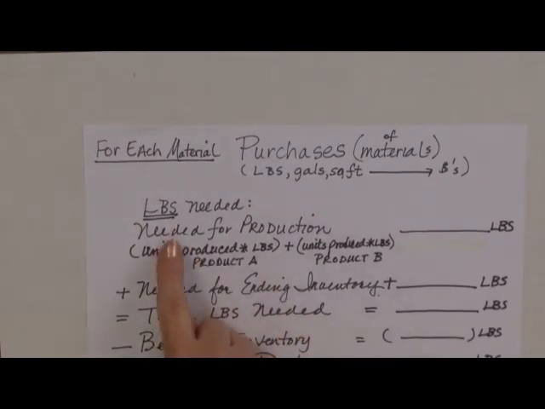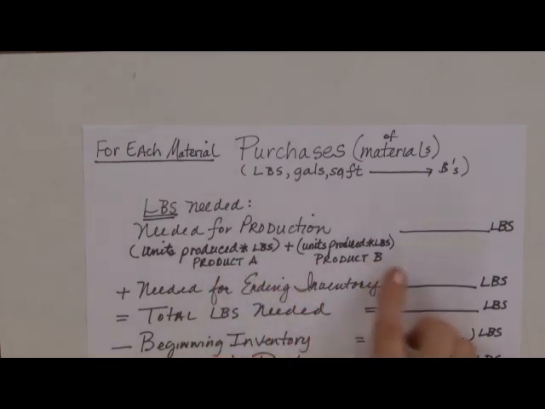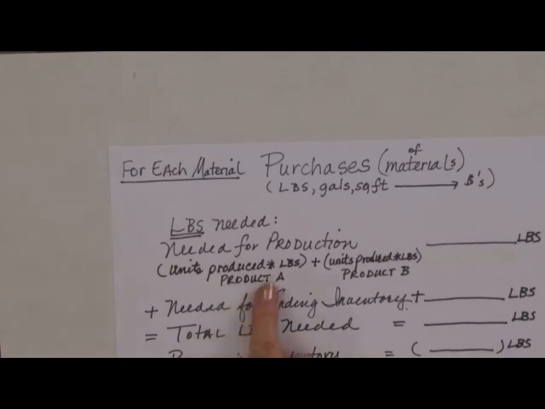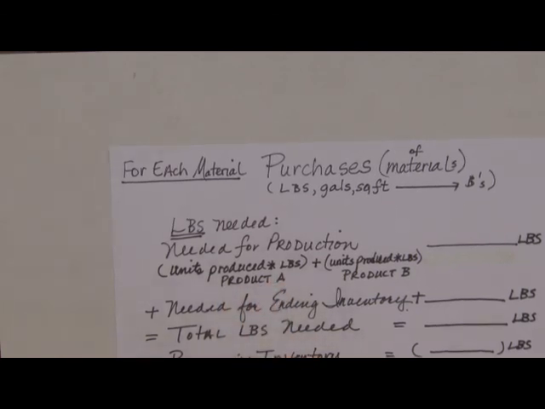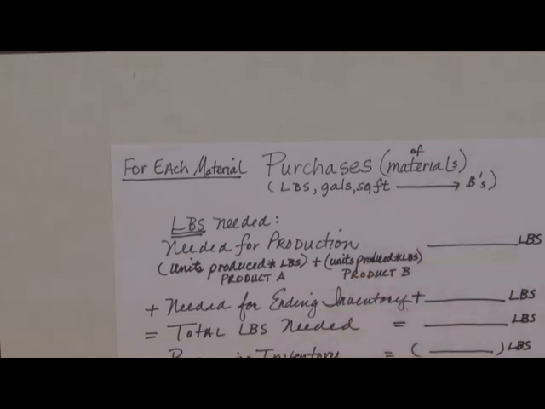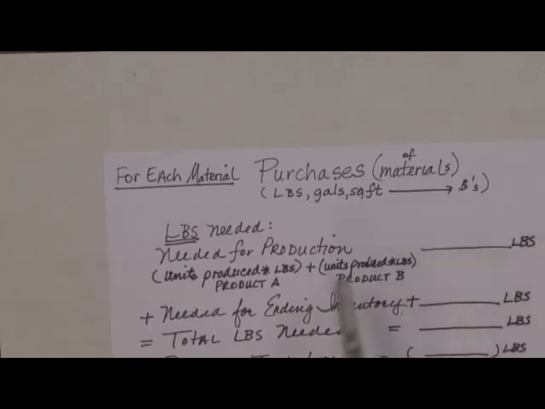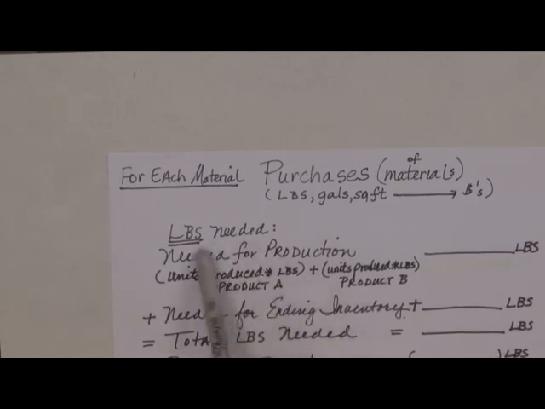So we're going to compute how many pounds, for example, we need for production. You would look at how many units you're going to produce of A and multiply it by the pounds needed per unit. You would look at product B. How many units will I produce times the pounds per unit? And then you would add these two together. If we were making 3 different products, then we would have a product C that we would need to add to this calculation. So if we have one product, it's very simple.